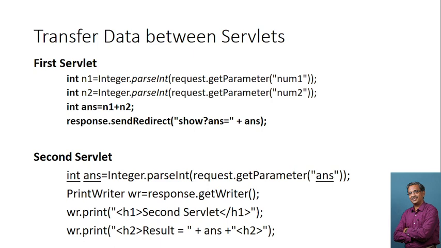So in the previous method, that is the forward method, from the HTML page it goes to the first servlet, and from the first servlet it directly goes to the second servlet. This case won't happen here. From the HTML page it goes to the first servlet, again it comes back to the client, and from there it goes to the show servlet. The rest is the same. There is no change in the second servlet. The second servlet remains as it is.